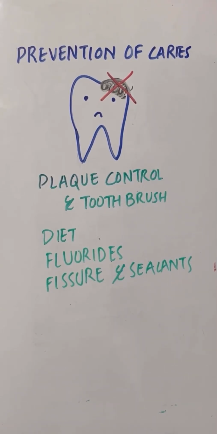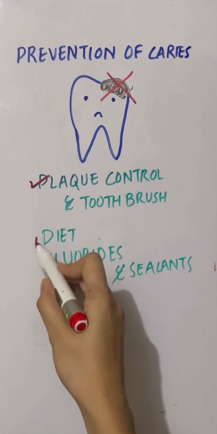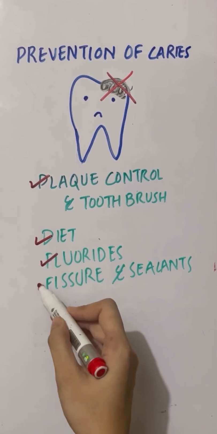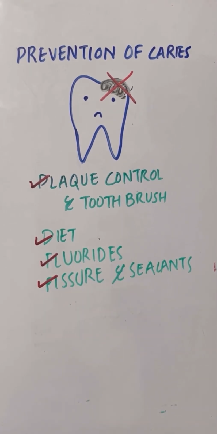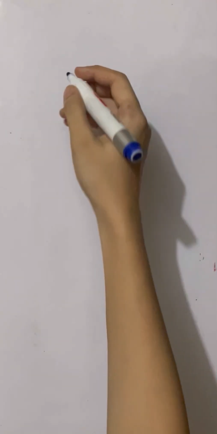Today we are discussing prevention of caries. There are four pillars that help us to prevent caries. The first is plaque control and toothbrush. The second is diet. The third is fluorides. And the fourth is fissure sealants. The first that we will be discussing is plaque control.